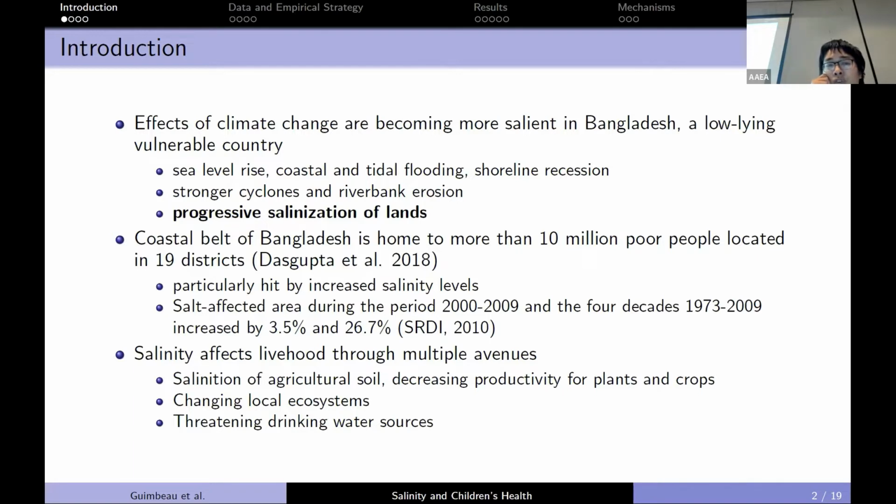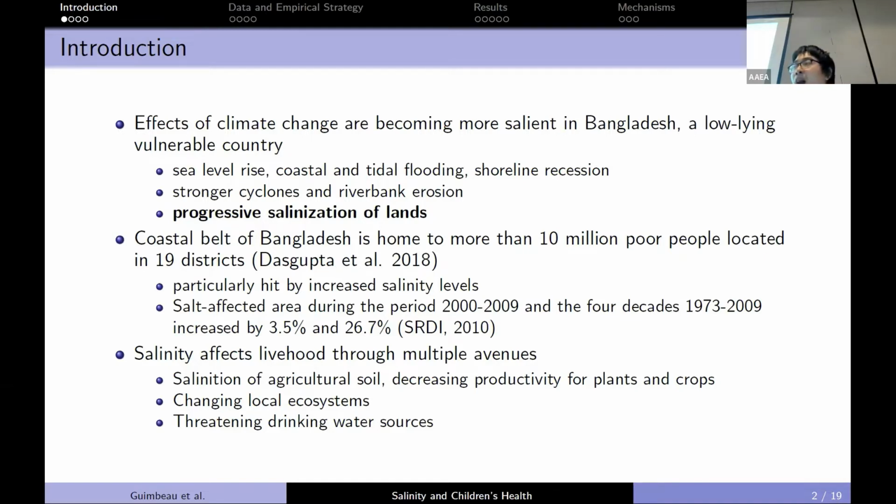So effects of climate change are becoming more and more salient in Bangladesh, which is a very low-lying country vulnerable to a bunch of climate impacts, including sea level rise, cyclones, but also seawater intrusion and salinity of land and water sources. The coastal belt of Bangladesh is home to more than 10 million people, 10 million poor people, I should say. And they're particularly hit by increased salinity level. There are documents saying that around the past decade, salinity level has really elevated in that area of the world by a lot.